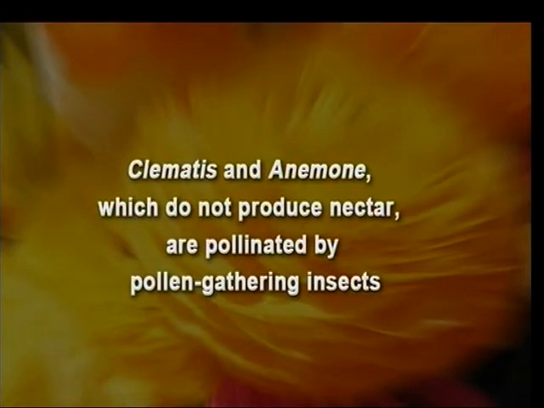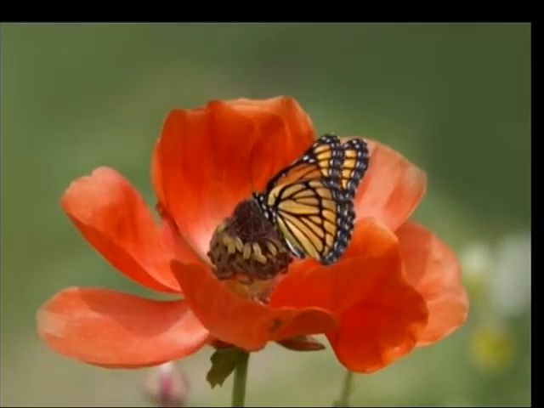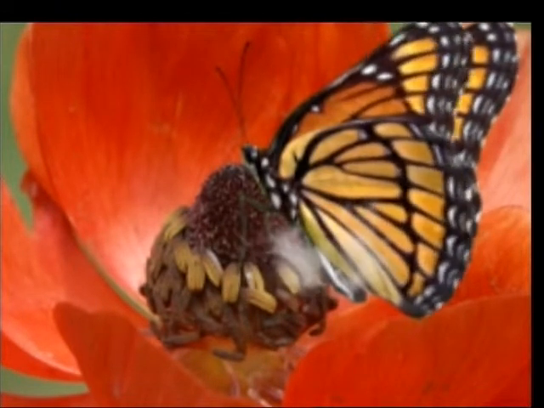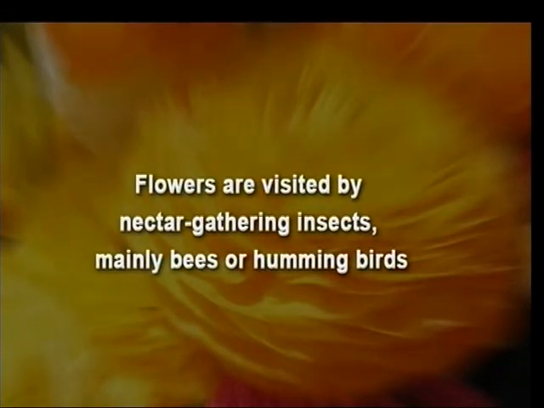That means these insects are not feeding on nectar, but they feed on pollen, and in that chance they pollinate the flowers of Clematis and Anemone. In the case of Ranunculus, Delphinium, or Aquilegia, you have here the modified nectar secreting petals, those petals which secrete nectar. These petals are sometimes spurred. The flowers of these genera like Ranunculus, Delphinium and Aquilegia are visited by nectar gathering insects, not pollen gathering insects, as was the case with Anemone. Mainly the animals that pollinate these flowers are bees or sometimes hummingbirds.